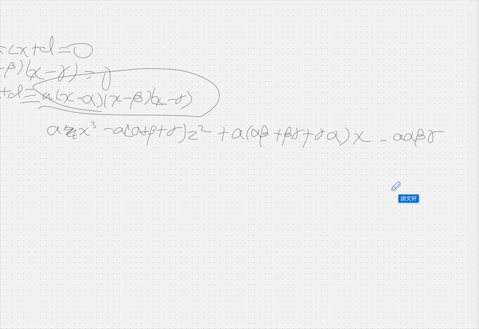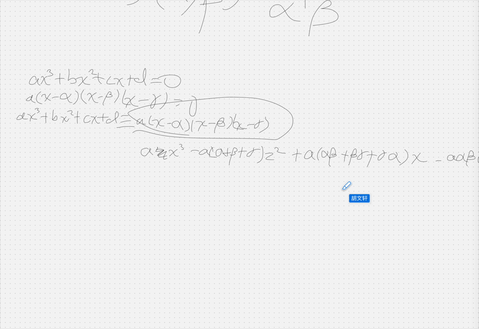So that's the expanded form, and they are equal. Comparing the coefficients of each of them, because we know these two are the same, so we can ignore these. So we know b is equal to negative a multiplied by alpha plus beta plus gamma. Dividing both sides by a, we know that alpha plus beta plus gamma equals negative b over a, because we have a negative a.